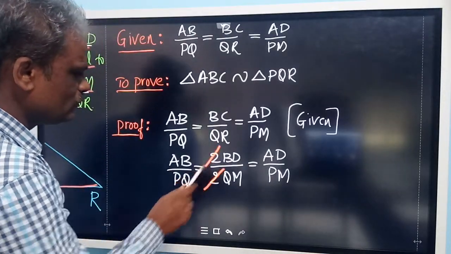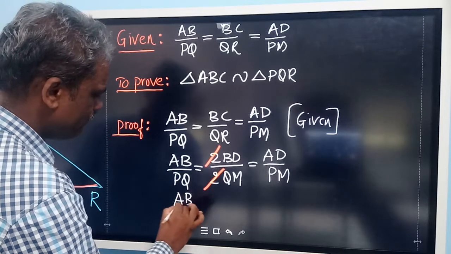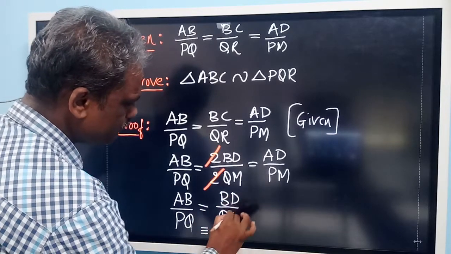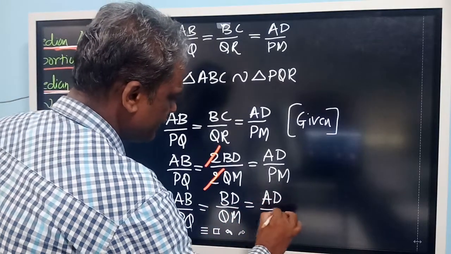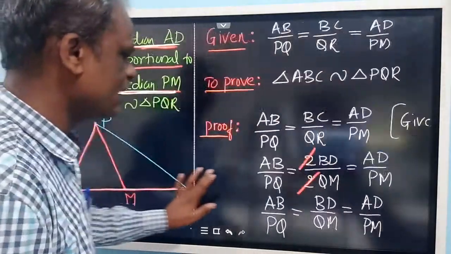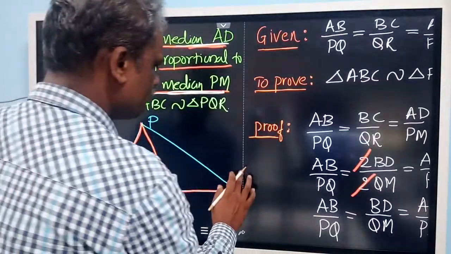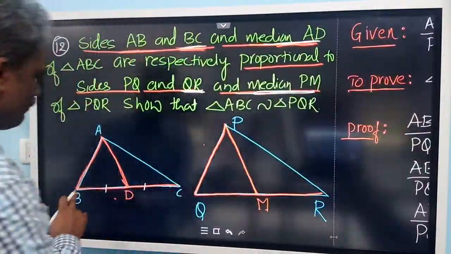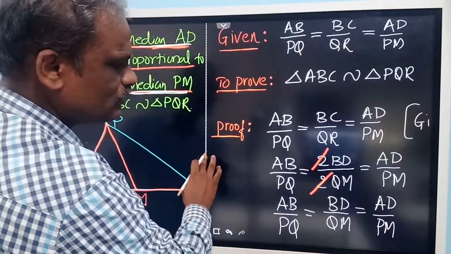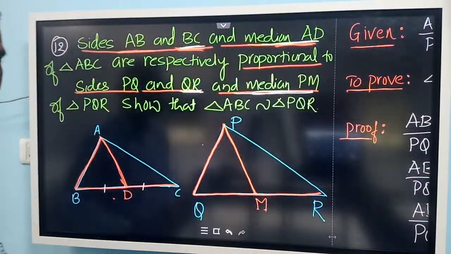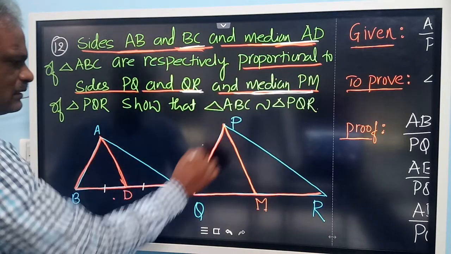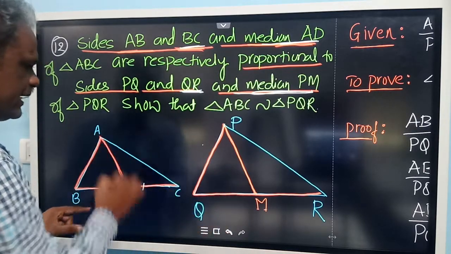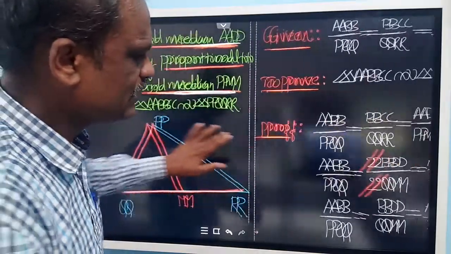So you can cancel 2 and 2. What is left now? AB by PQ is equal to BD by QM is equal to AD by PM. See, now look at the diagram and compare this one. First one, AB by PQ. Second one, BD by QM. Third ratio, AD by PM. See here, in these two triangles, all the three sides are proportional. We proved that all the three sides are proportional.